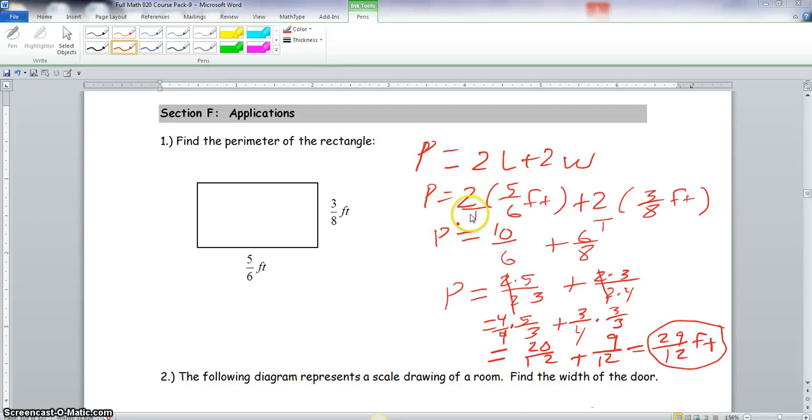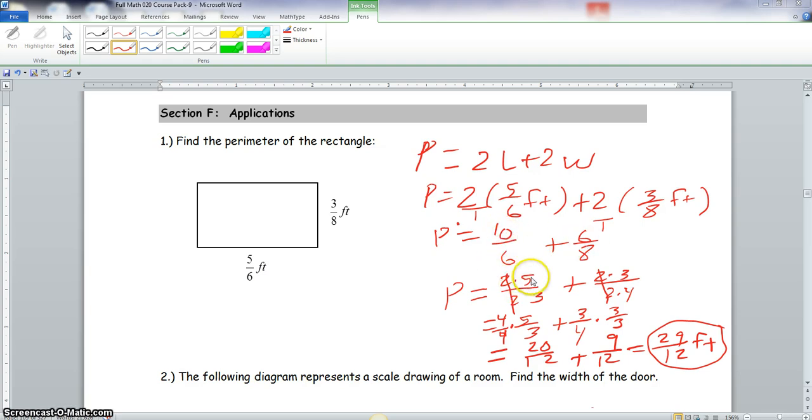Okay, finishing up this problem here, we had 2 over 1 times 5 over 6, and 2 over 1 times 3/8. 2 times 5 is 10, 1 times 6 is 6. 2 times 3 is 6, and 1 times 8 is 8. Now, we need to simplify this.